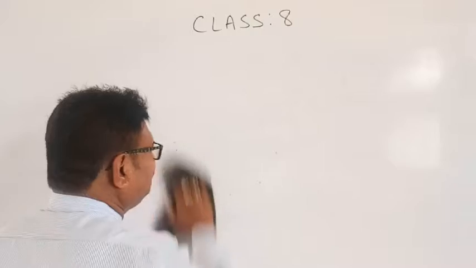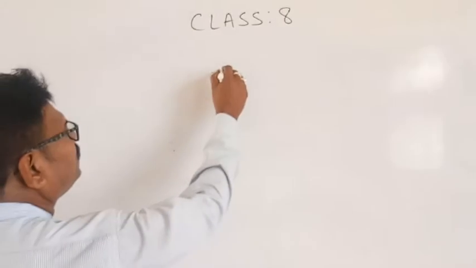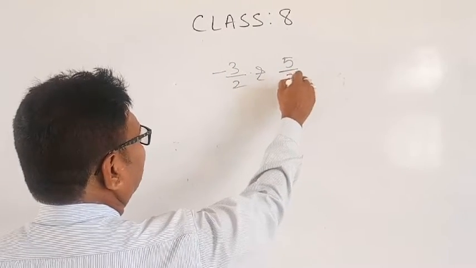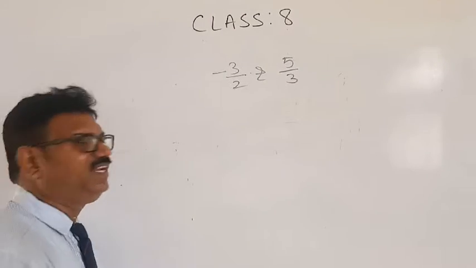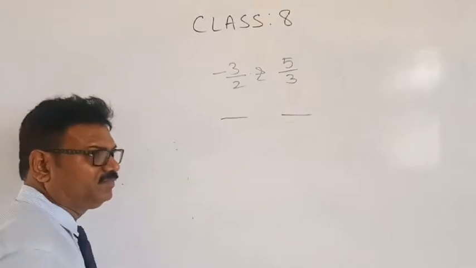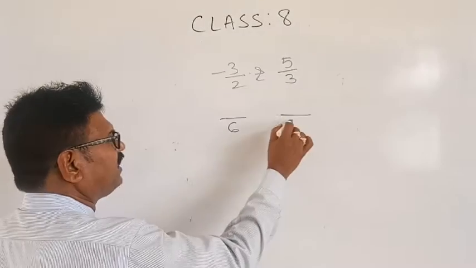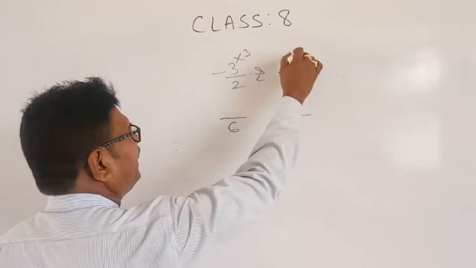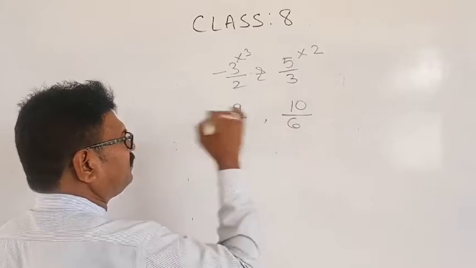So, very simple question. Minus 3 by 2 and 5 by 3. First what I told, you should take LCM. Now if you take LCM, what happened? 2 into 3, that is 6. Here also 6. 2, how many times? 3 times. 3, how many times? 2 times. Minus 9 and 10.